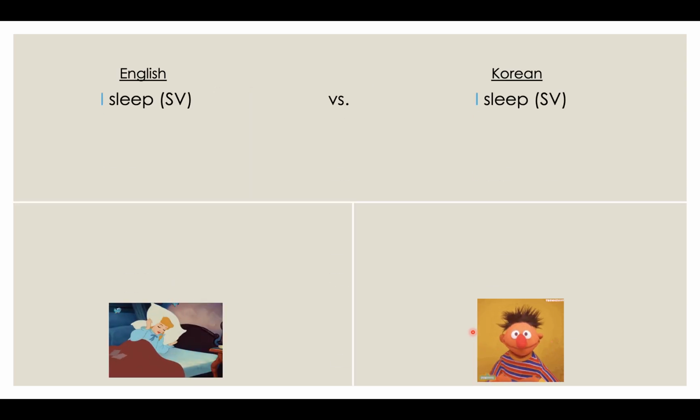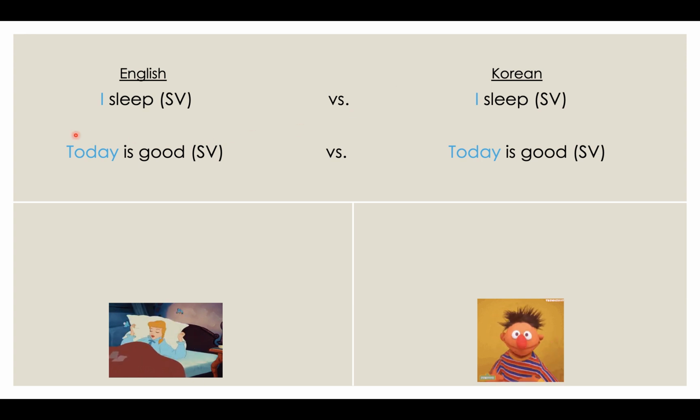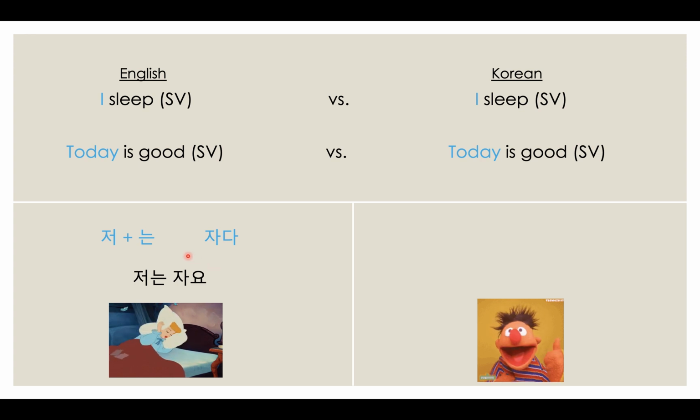Okay, and both in English and Korean, the word order is subject verb. So "I sleep" refers to both languages. Then another example would be "today is good." Again, both being subject verb. Okay, our first example, 저 plus 는 and 자다, to sleep. It'd be 저는 자요. As for me, I sleep.